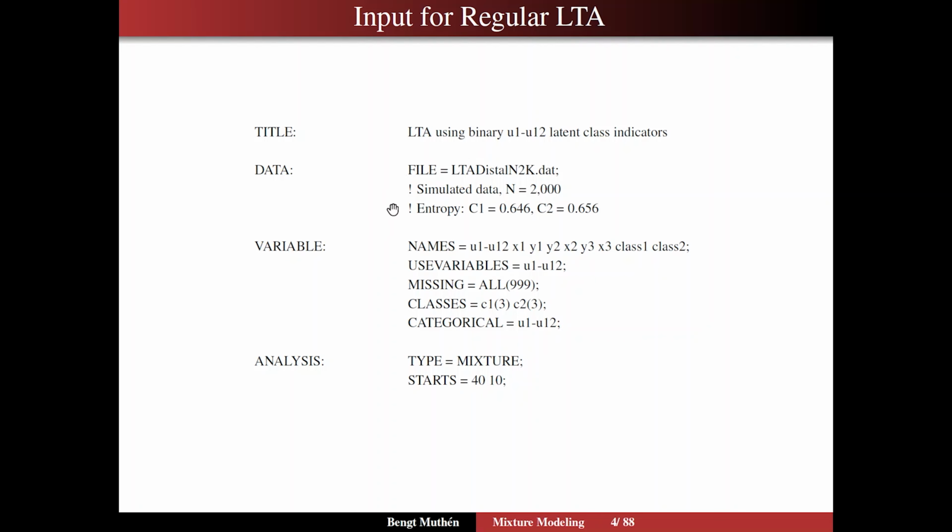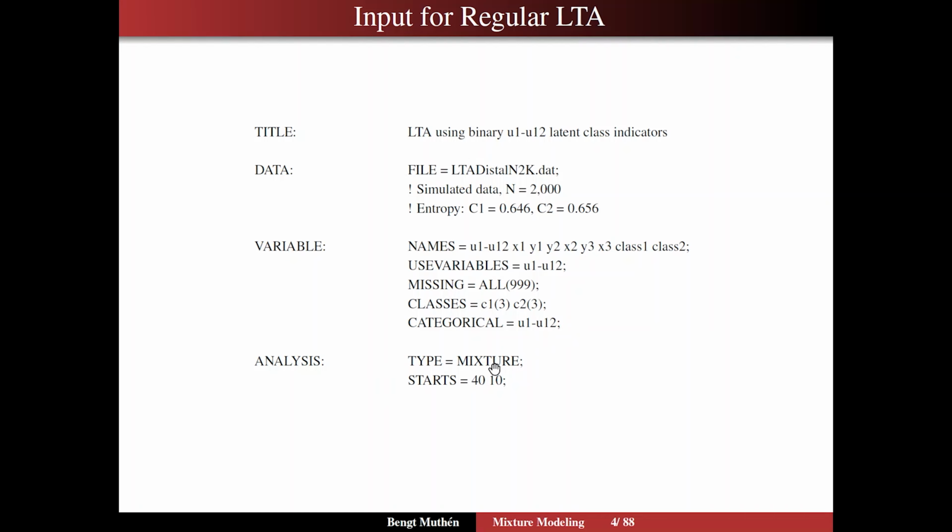And we get an entropy measurement quality for both C1 and C2 of a moderate level. Here are the names in the data set, and the variables that we're going to use are U1 through U12 here, and with this missing data flag. And we are going to specify 3 classes in each of the 2 latent class variables. And we declare U1 through U12 as categorical, and the program figures out that they are in fact binary.